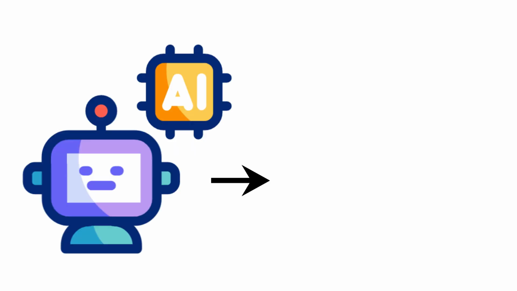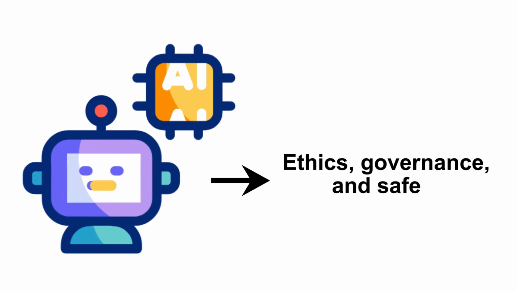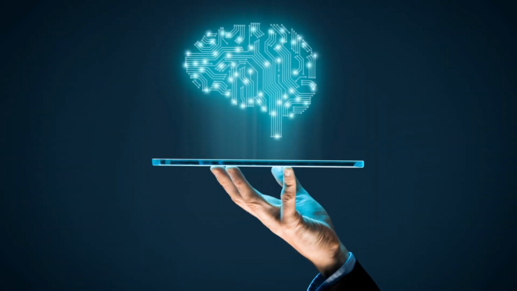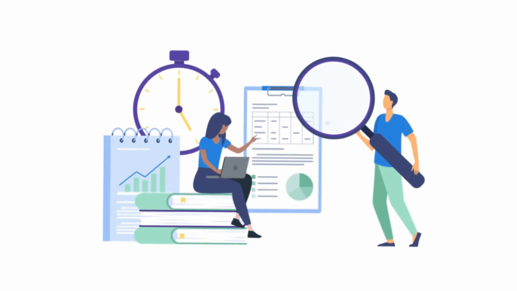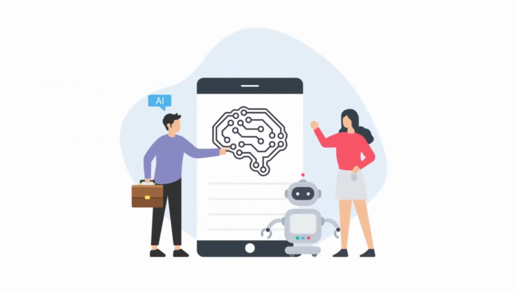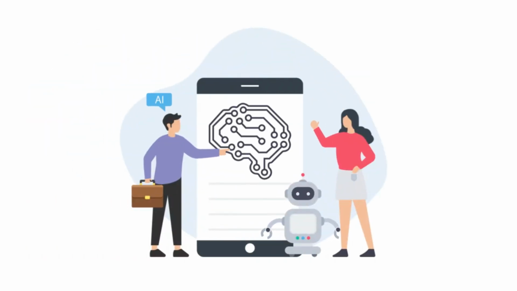How do you control something smarter than you? How do you align its goals with ours? Ethics, governance, and safety become urgent here, because while superintelligence remains theoretical, the risks it represents shape how researchers, policymakers, and society think about AI today. Speculation aside, one stage of AI is already here in the real world.